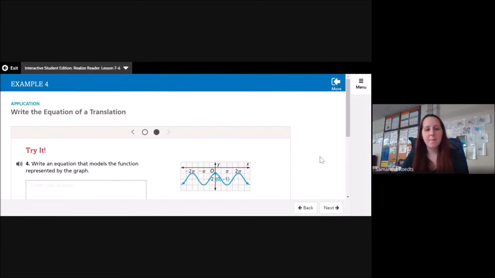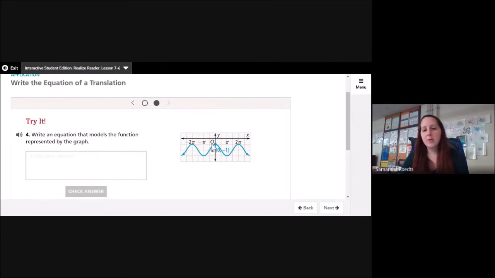All right, so let's try it. Write an equation that models the function represented by the graph. So here we can see a cosine function. Notice that when it crosses the y-axis, it's actually above where a 0 would be. So this is going to be a cosine function. This is how we model a cosine function, just like we would a sine function: y equals a cosine b times x minus c plus d. Of course, you can use this as a sine function. You'll do the exact same thing, you might just have a different equation.